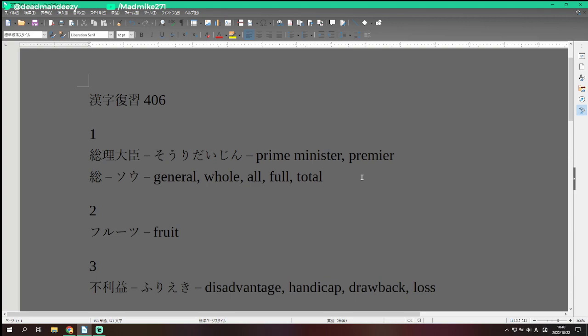Number 2 is an easy one with furūtsu. The furūtsu is just our word for fruit, directly from the English. Furūtsu are fruit.